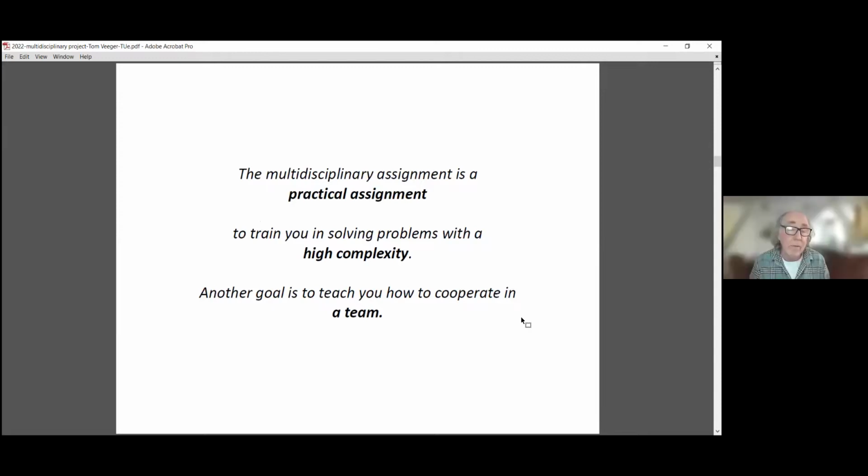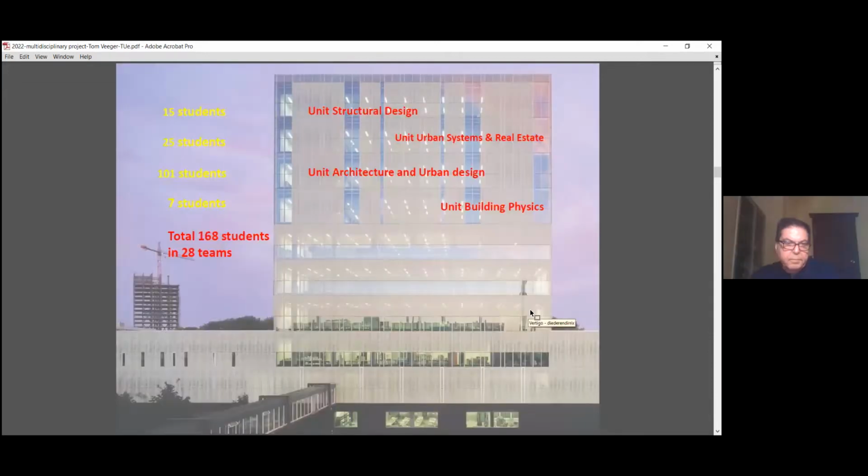And how is that evolving? And how is that working? And how do you see the input coming out of the design? It's not so easy. As an example, last year we worked with 168 students in 28 teams. Then we found out that it's not equally divided. We've got only 15 students doing structural design, 25 in urban systems and real estate, more than 100 students coming out of architecture and urban design, and only 7 students in building physics.